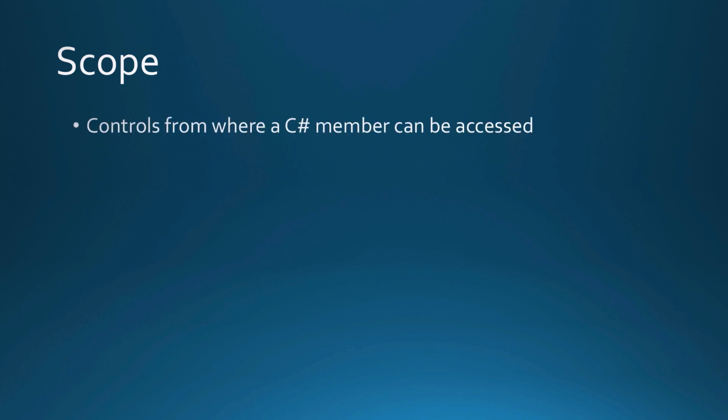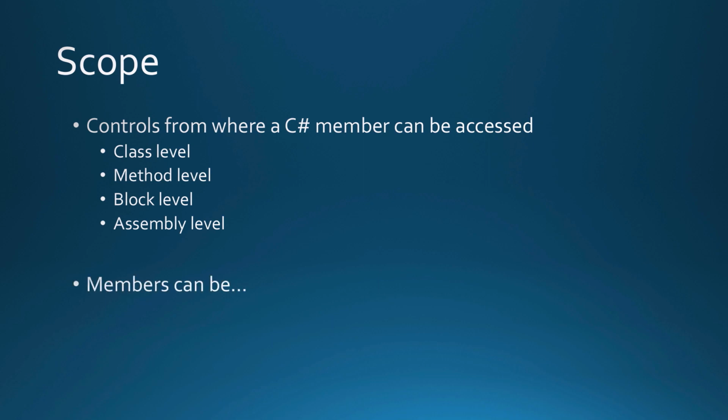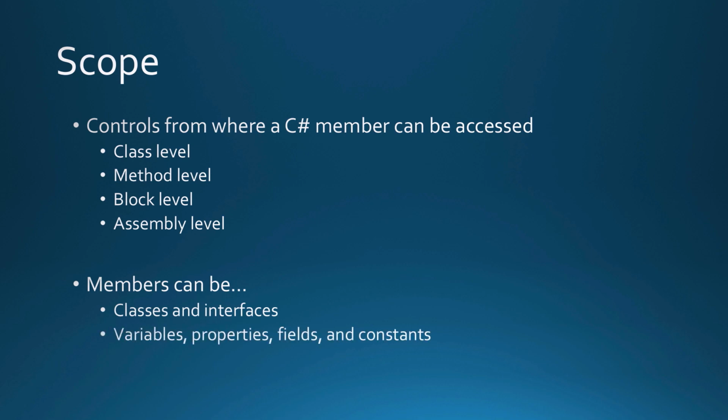When we talk about the scope of a variable, we're controlling from where a C# member can be accessed, and they can be accessed at the class level, the method level, block level, and assembly level. And we're going to take a look at all of these in this lesson. Now, members can be classes and interfaces, variables, properties, fields, constants, methods, events, and constructors.